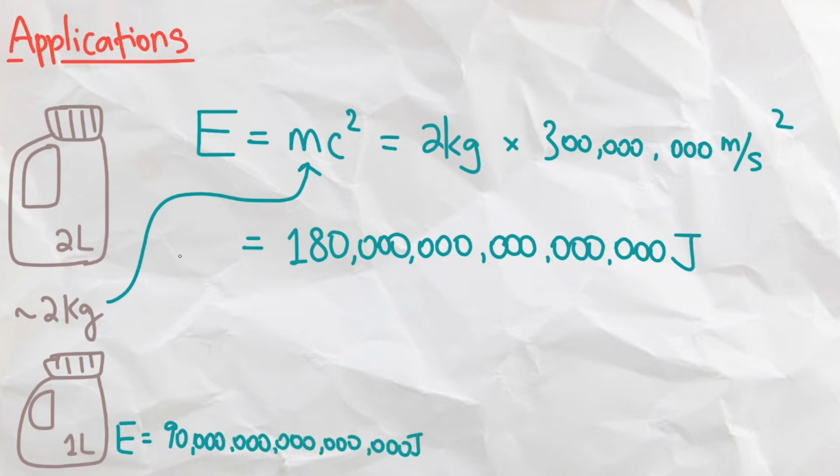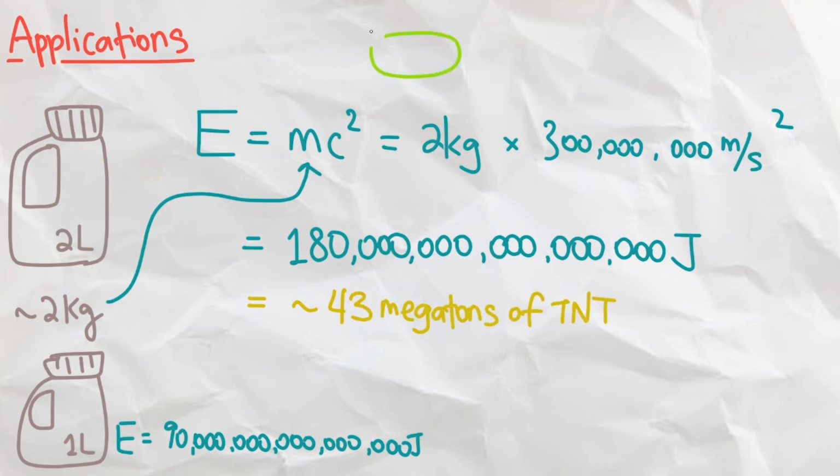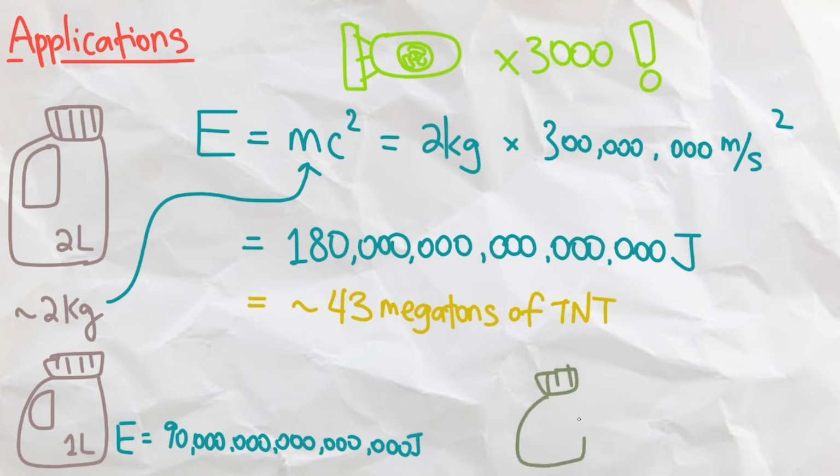Using a convenient joules to megatons of TNT converter, 2 kilograms of milk is equivalent to 43 megatons of TNT, which is around 3,000 times more energy than the atomic bomb Little Boy dropped on Hiroshima. So does that mean every one of us has a world-ending bomb in our houses?